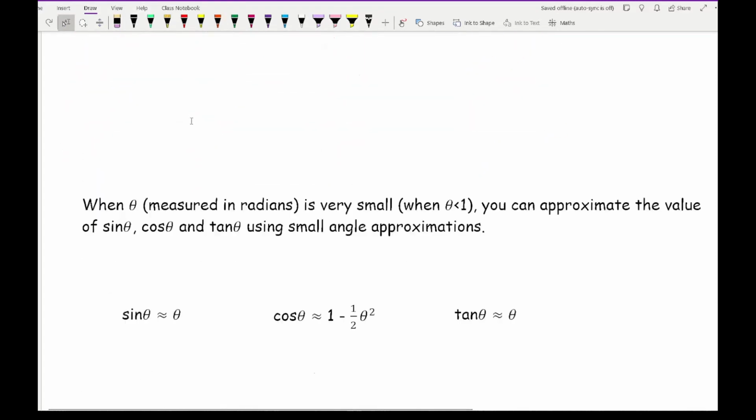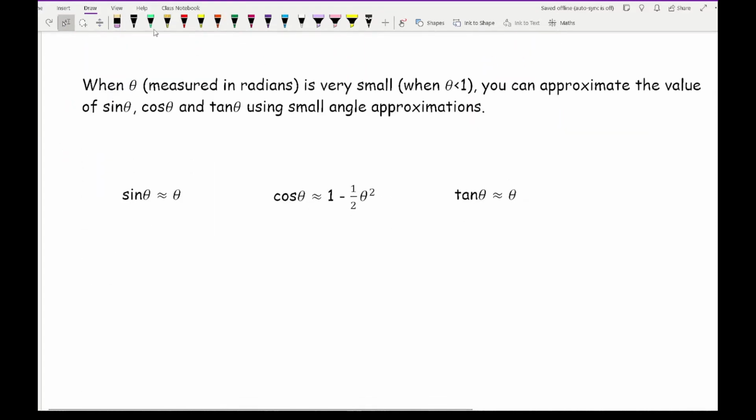Now, you might be thinking, what on earth are you on about? Why do we actually do this? Imagine that your sine, cos, tan buttons do not work on your calculator. If theta is small, then it is possible to get an answer for theta without actually using the sine or the cos or the tan button on your calculator. So this is all about doing trig without using the buttons on your calculator.